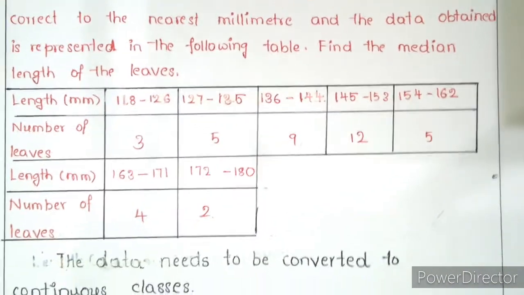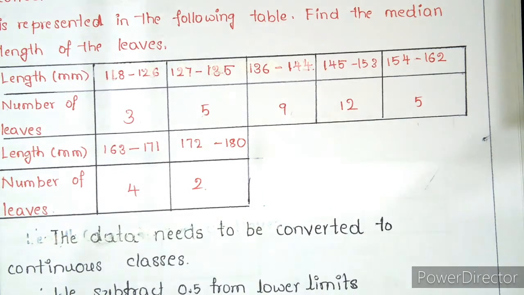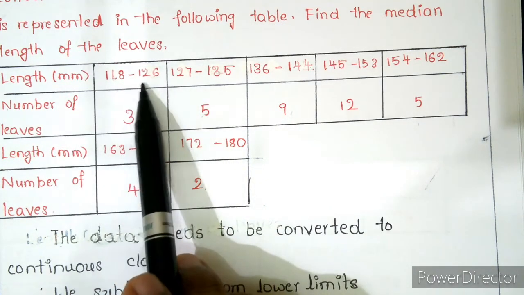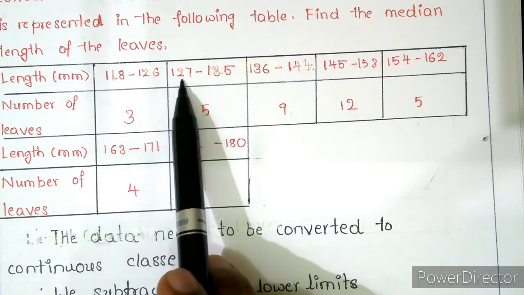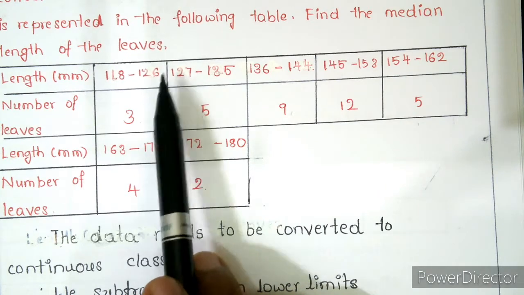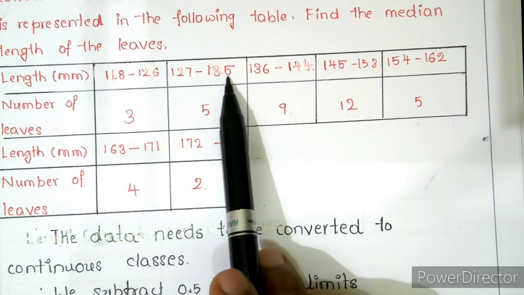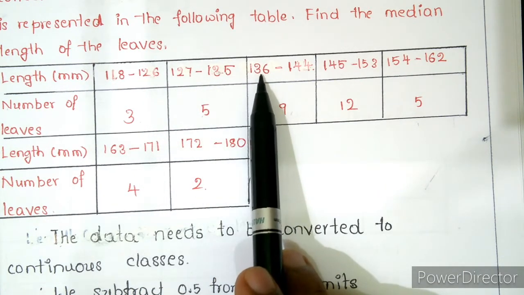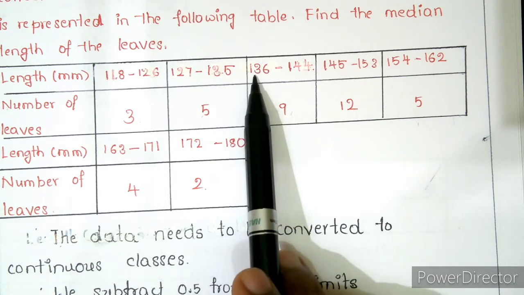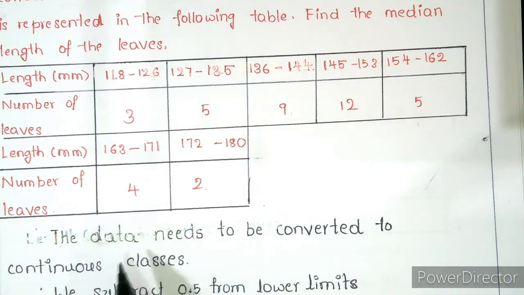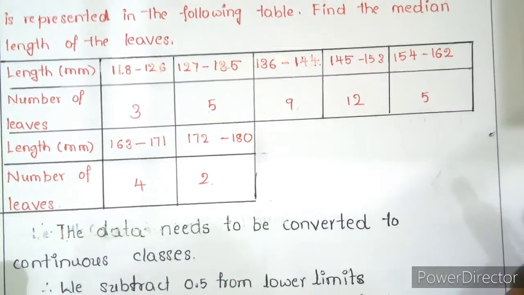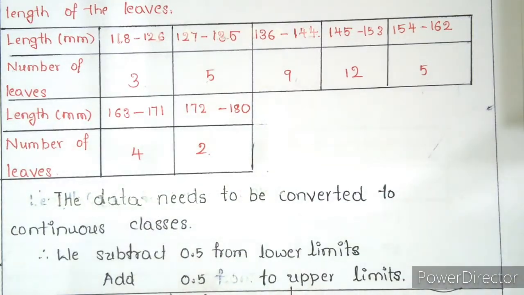So the data needs to be converted to continuous classes. See here 118 to 126, and here you do not have 126, you have 127. So here you have a discontinuity, and here also you have a discontinuity, 135 is not there. So you have to make it continuous. So we have to subtract 0.5 from the lower limit and add 0.5 to the upper limit.